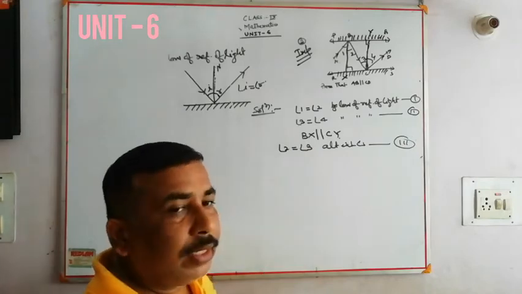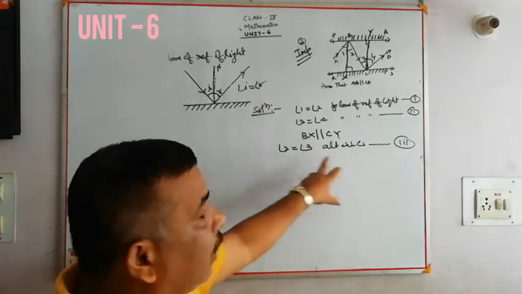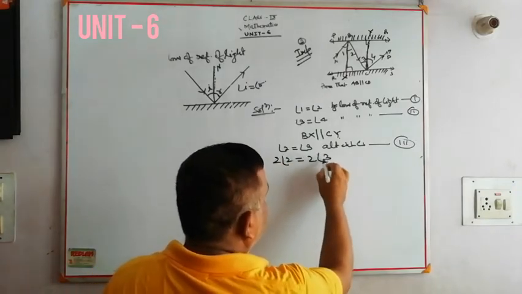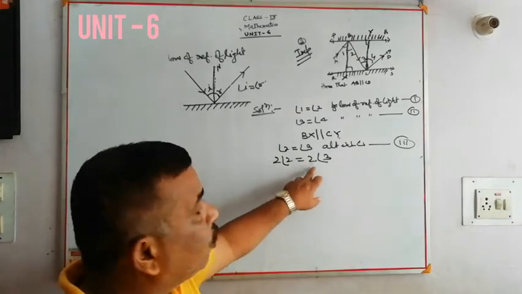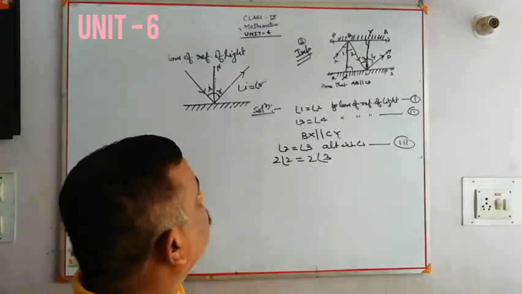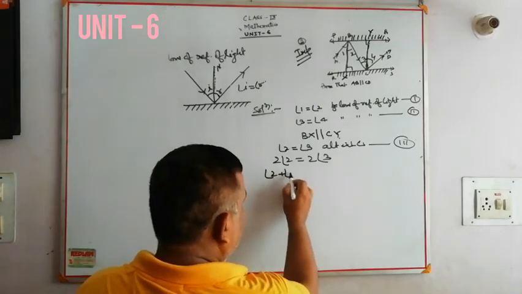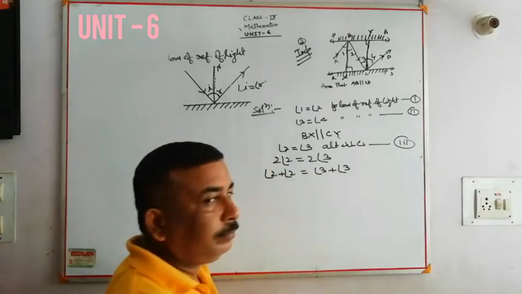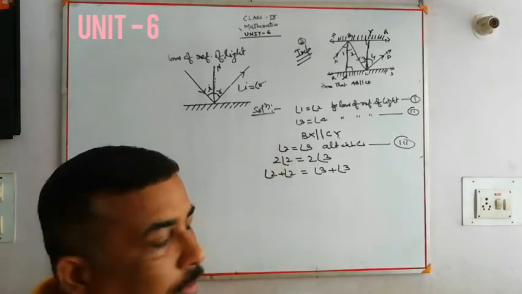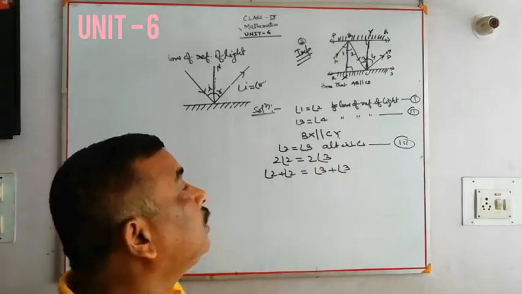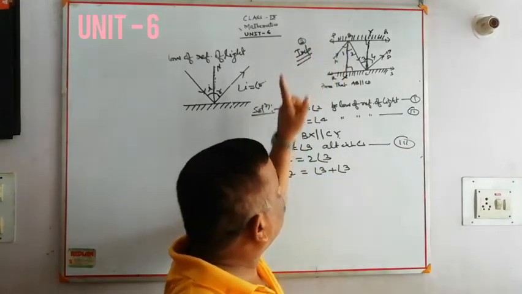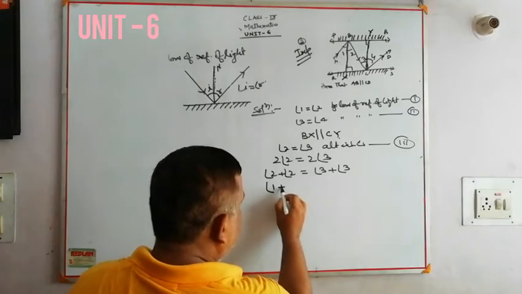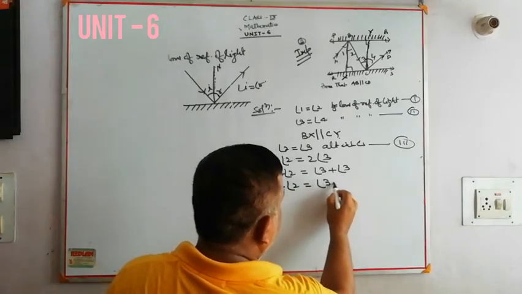In equation number 3, we multiply by 2 on both sides. Also write 2 angle 2 is equal to 2 angle 3. Any doubt? Multiplied by 2 on both sides. Then 2 angle 2 is angle 2 plus angle 2, and 2 angle 3 is angle 3 plus angle 3. Angle 2 is equal to what? Angle 1.